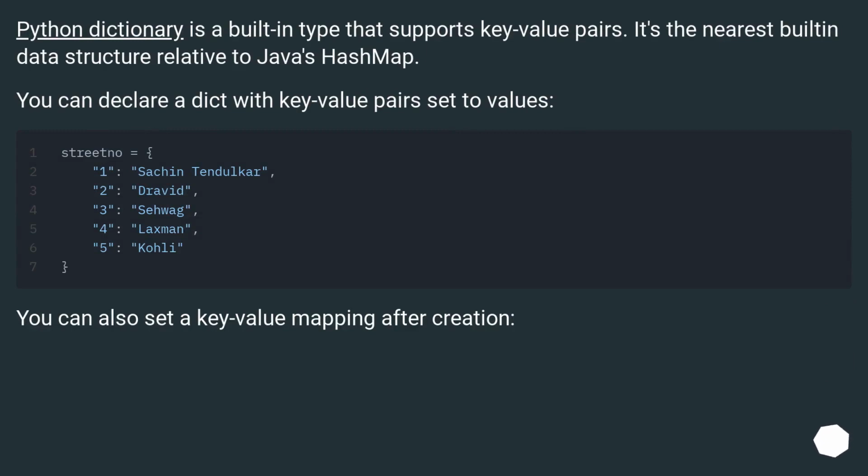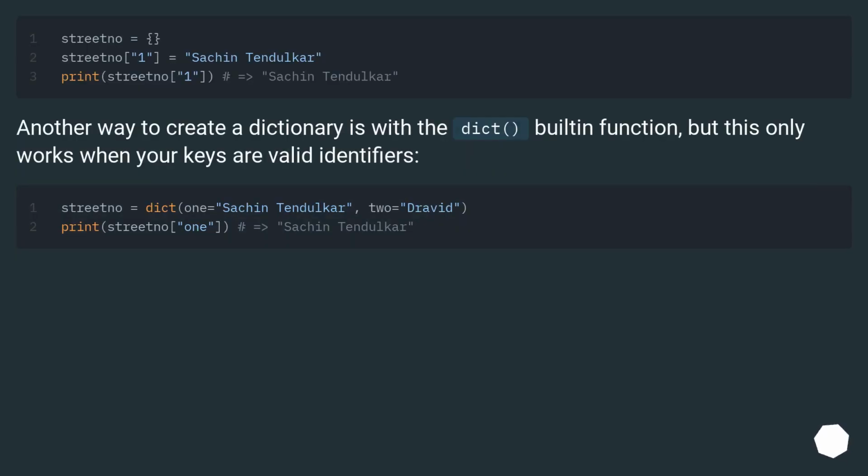Python dictionary is a built-in type that supports key-value pairs. It's the nearest built-in data structure relative to Java's hashmap. You can declare a dict with key-value pairs set to values. You can also set a key-value mapping after creation. Another way to create a dictionary is with the dict built-in function, but this only works when your keys are valid identifiers.